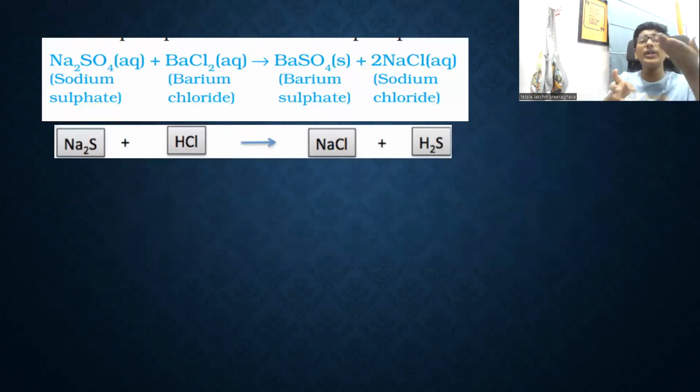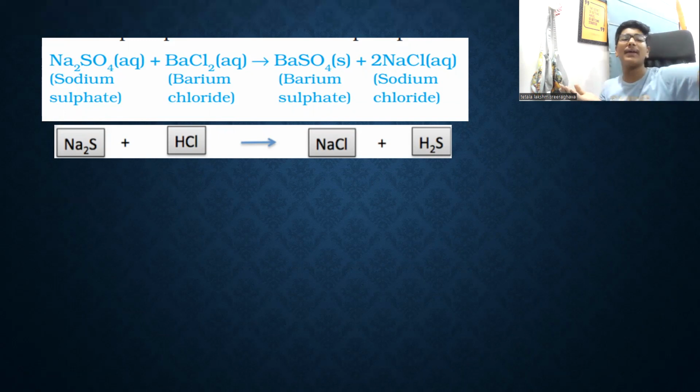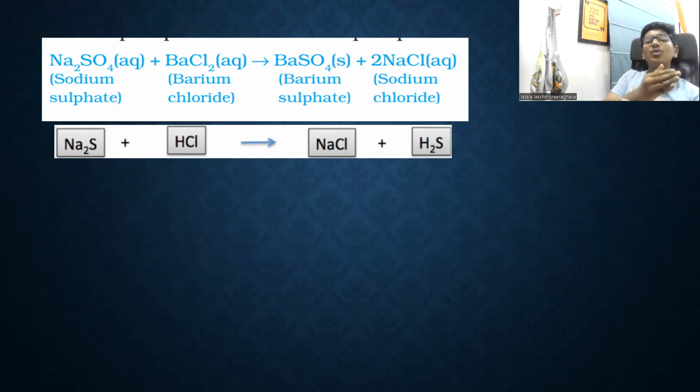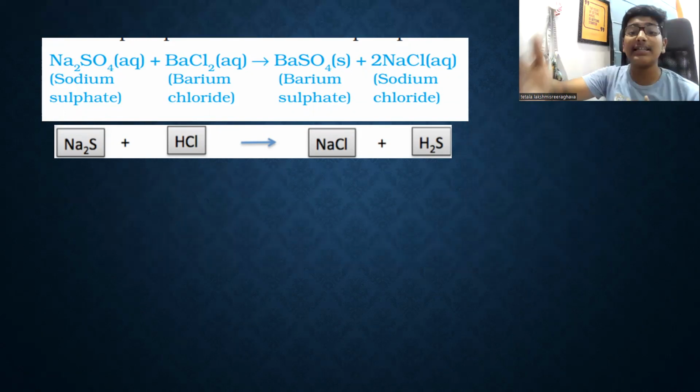Okay, now let us know with an example. If sodium sulfate and barium chloride are there, no, this is a big thing. Let us go on with a small thing. Na2S plus hydrochloric acid, HCl. It gives rise to NaCl plus H2S.